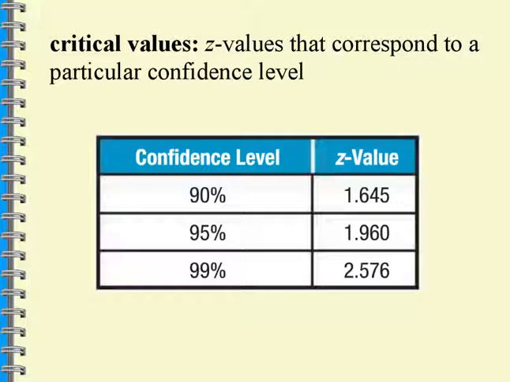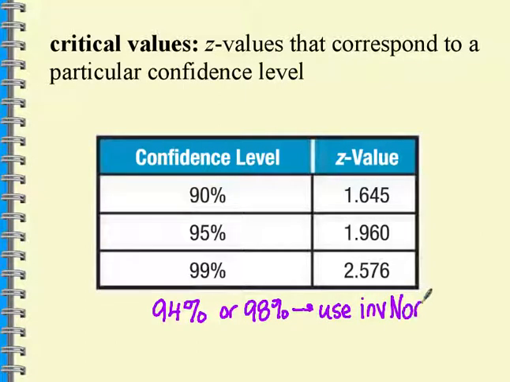The first one is a 90% confidence level, which has a Z value of 1.645, 95%, which is 1.960, and 99%, which is 2.576. If it's not one of these three, say, for example, it was 94% or 98% or anything other than what's in the table, we are going to use the inverse norm feature on our calculator. We'll actually have an example of that. In fact, we will do that on 2 of our examples today.